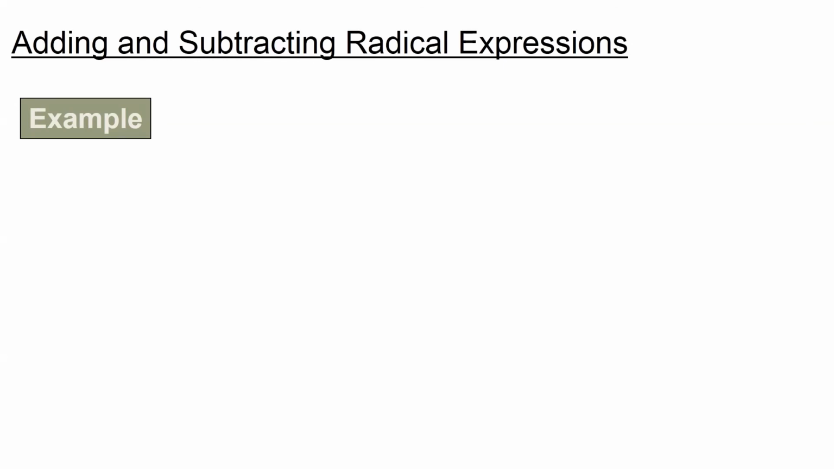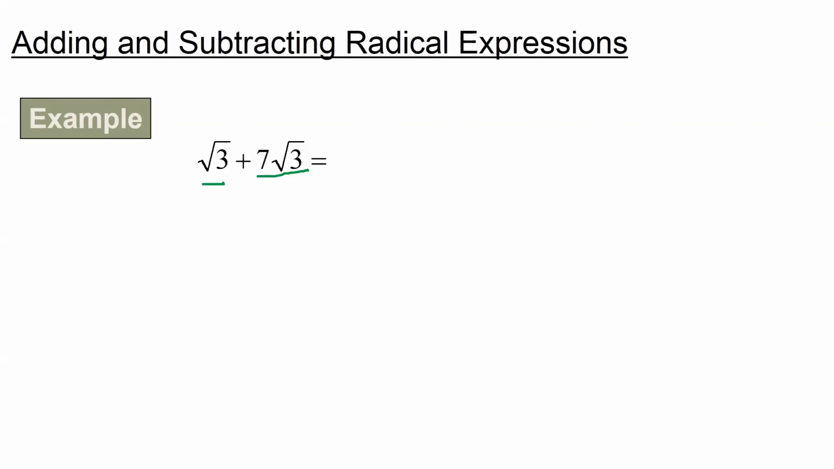So let us see how we can solve the addition and subtraction of radical expressions. Let us take an example to make things clear. Suppose we have radical 3 plus 7 radical 3. The first thing you have to ask yourself: do I have the same radical in both terms? If you look, this is a term and this is a term. Do you have the same radical? Yes, both of them have radical 3.